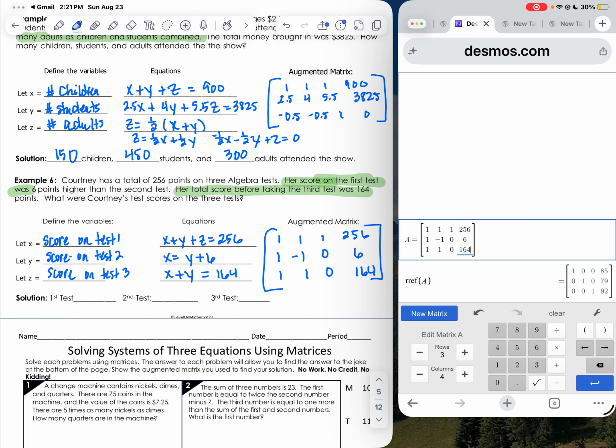All right, so her first test was 85, her second test, 79, and her last test, 92. And that concludes today's lesson, solving systems of 3 equations.